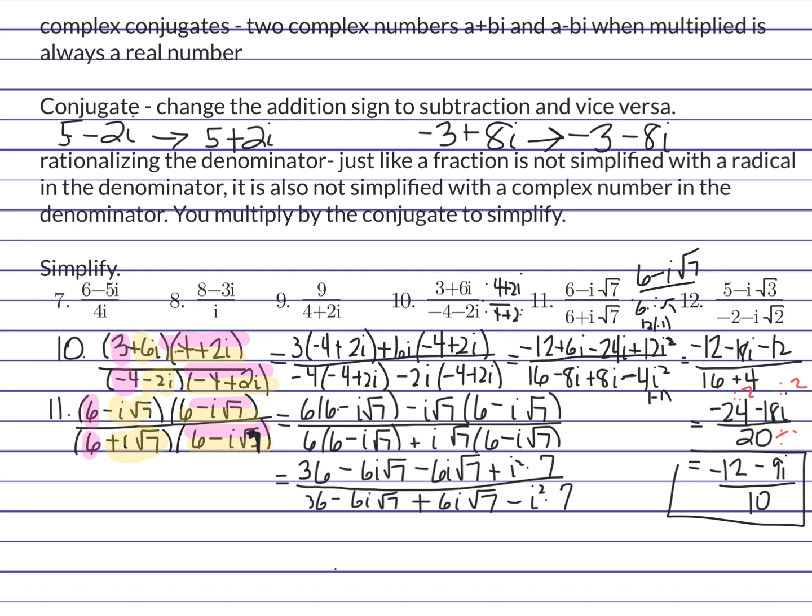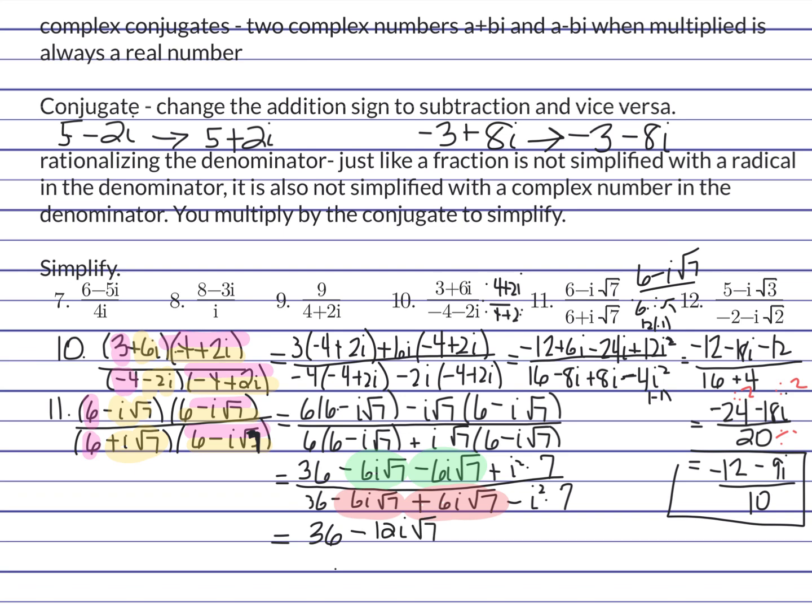Okay, now let's simplify the numerator. I want to point out really quickly, negative 6i square root of 7 and negative 6i square root of 7 will not cancel out the way negative 6i square root of 7 and positive 6i square root of 7 will cancel out. So in my numerator, those are like terms. The green ones are like terms. I'm going to bring that 36 down. Negative 6i square root of 7, negative 6i square root of 7 is negative 12i square root of 7.